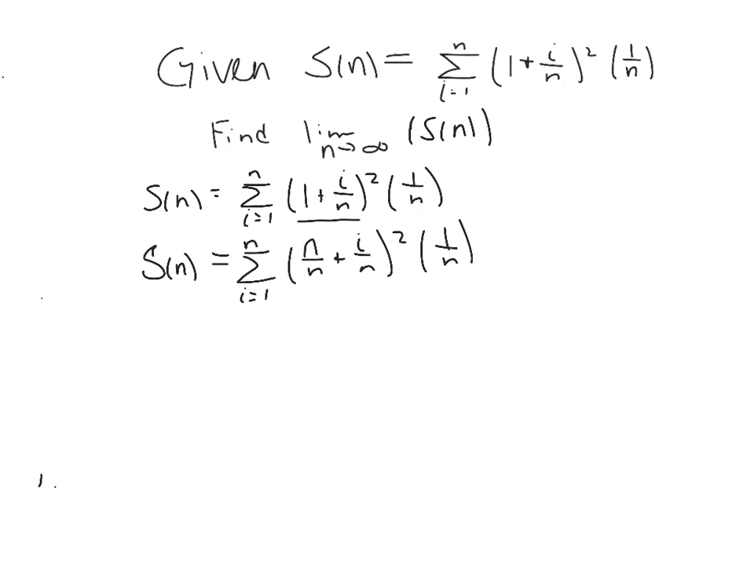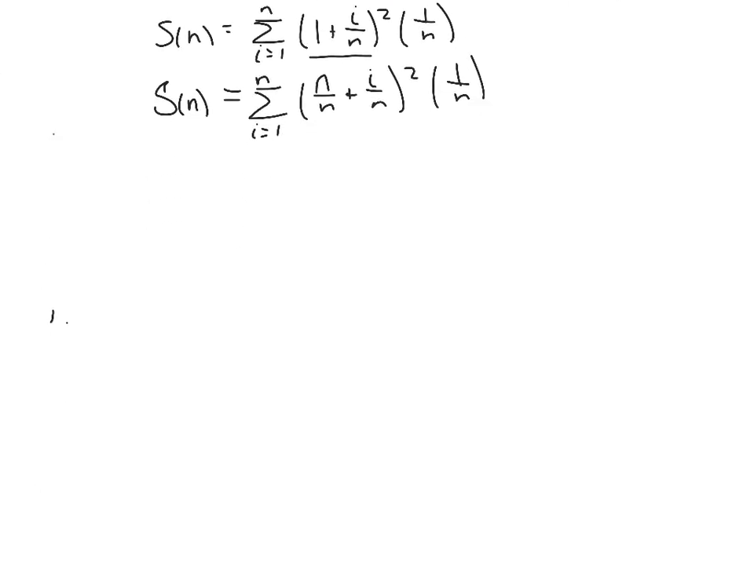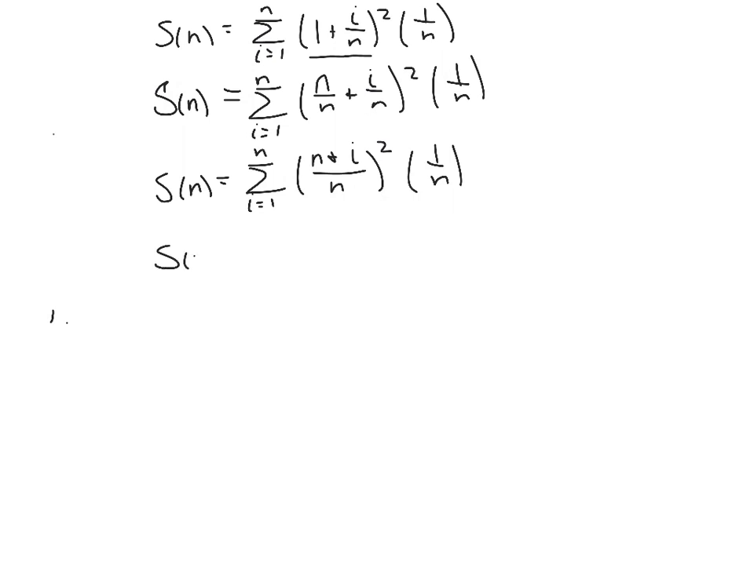Now, I'm going to move that up a little bit, and I am going to say s of n equals the sum as i equals 1 to n of n plus i over n quantity squared times 1 over n. There. Now I can play around. First thing I see is I got a constant. But let's simplify first.